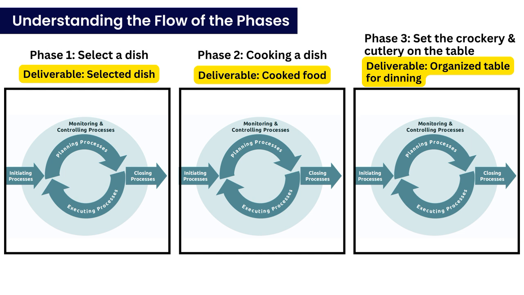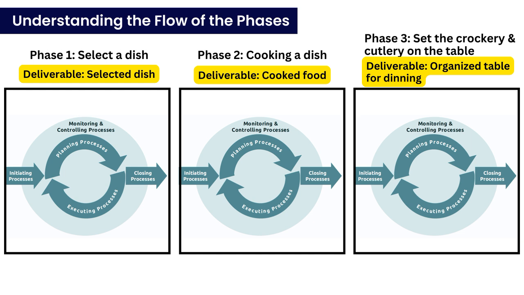Actually, the 5 process groups are what create those outputs for each phase within the project. Deliverable and output have the same meaning. Phases can overlap. You can be initiating in one phase while still monitoring and controlling the previous one. For instance, while you are cooking food in phase 2, you will be initiating and planning phase 3 by setting up crockery and cutlery. Smaller projects typically have fewer phases and often consist of just one due to their limited scope.